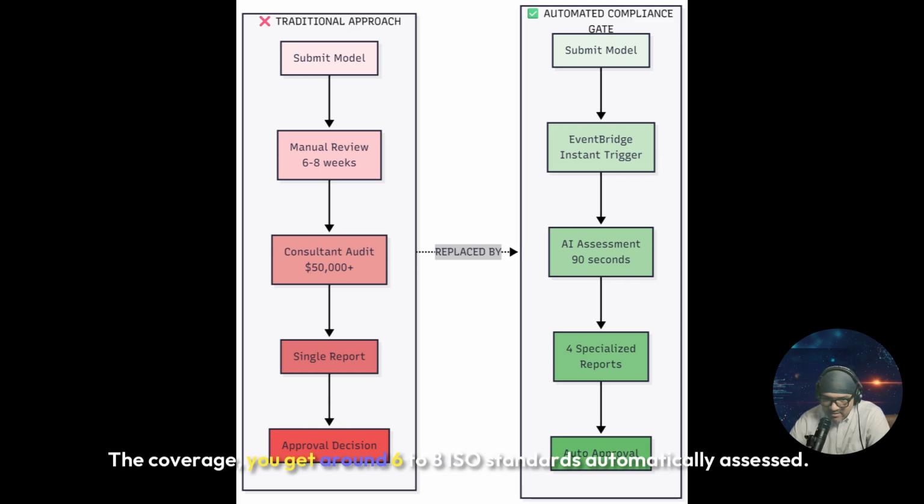The coverage, you get around 6 to 8 ISO standards automatically assessed. You get an EU AI Act risk classification and compliance tool and 4 specialized reports. Zero human intervention required. Continuous compliance on every model update. And there's audit-ready evidence automatically generated.